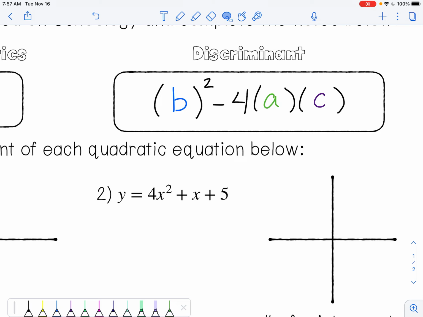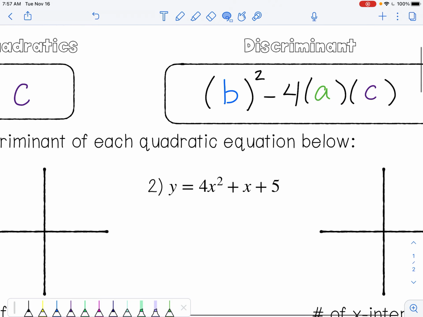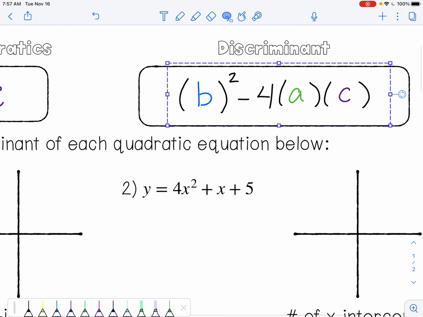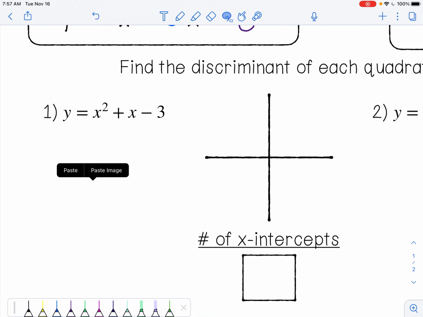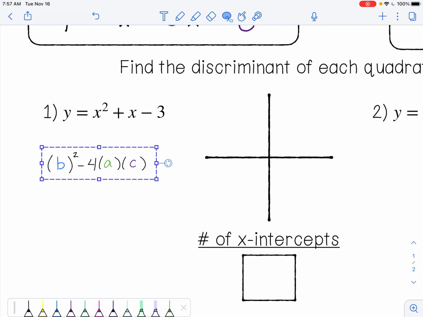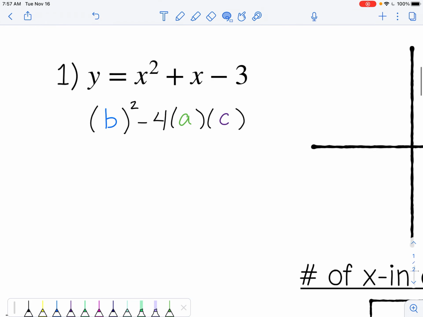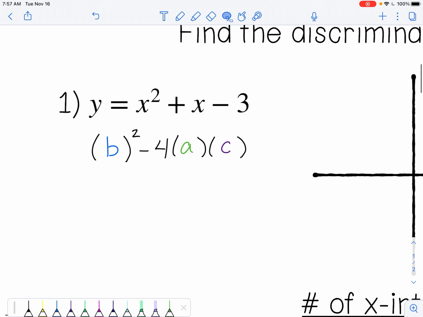We're going to do a couple of examples together. You'll do a couple on your own, and then you're going to try and see if you can figure out what this is telling us. So our discriminant formula, I'm just going to quick copy this down. We're going to find the discriminant of each, and we're going to worry about the little graphs later. So our discriminant, b squared minus 4ac.